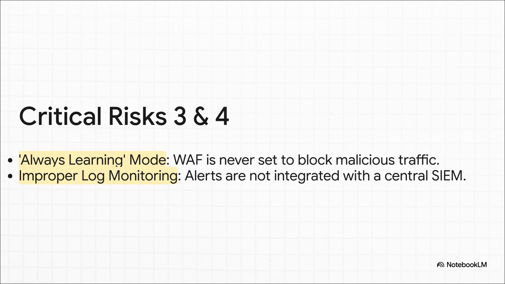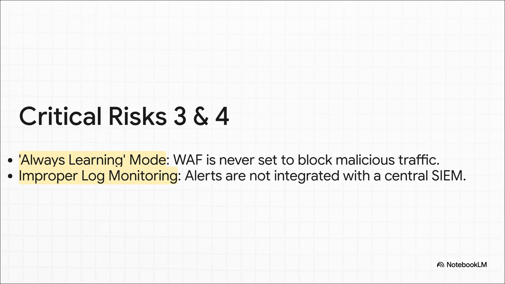Moving on to risks 3 and 4. Number 3 is what I like to call the silent failure, leaving the WAF in learning mode forever. When you first install a WAF, you put it in this mode so it can learn what normal traffic looks like. But in this mode, it doesn't block anything, it just watches and takes notes. The problem is, a lot of teams never take that next step to put it in block mode. So you have this expensive device that sees every attack, logs it, and then politely waves it on through.